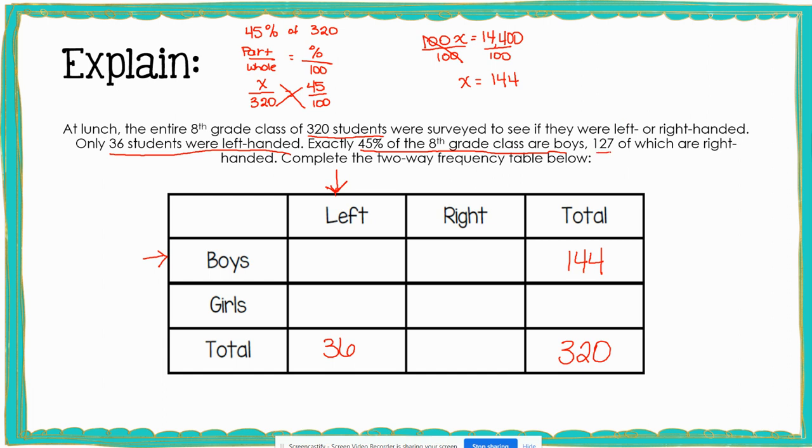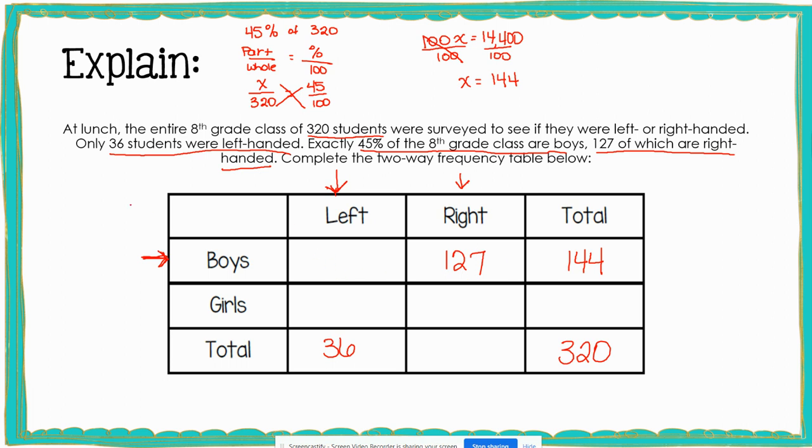Then it says 127 of which are right-handed. So we know that there are 127 boys who are right-handed. So we're looking at boys and right-handed, which is here. So we're going to put 127. Now it looks like you have a lot of empty spaces here, but you do have enough information to fill out this table. Remember, we always look for either a row or a column that has all but one piece of information complete. Well, if we look at our boys row, we can see that there are 144 total boys and 127 of them are right-handed.